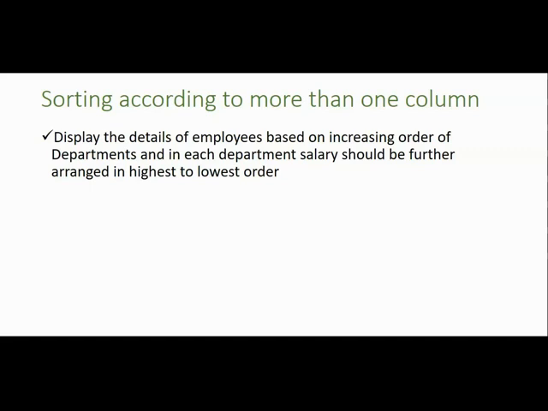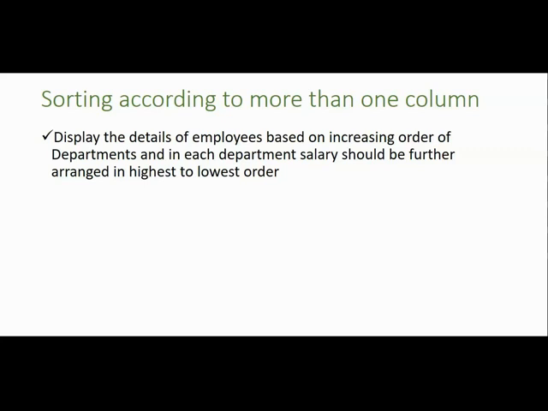When you specify more than one column, first the data is sorted based on the first column. Again, the data is sorted internally based on the second column. The first sorted column will be internally sorted based on the second. For example, if you want to display the details of employees in increasing order of departments, and in turn each department's salaries should be further arranged from highest to lowest.